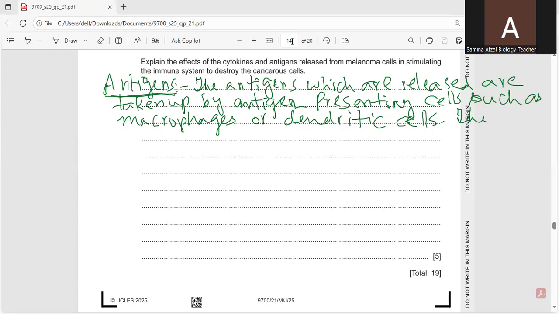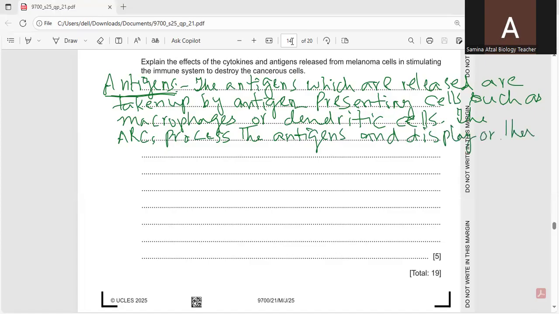The antigen presenting cells process the antigens and display them on their surface, presenting them to T helper cells.